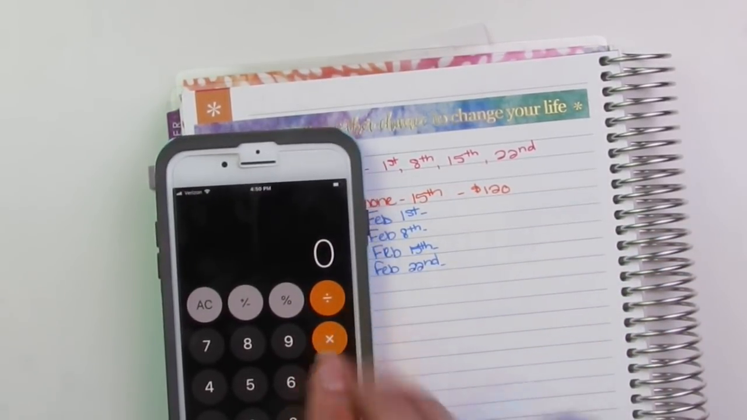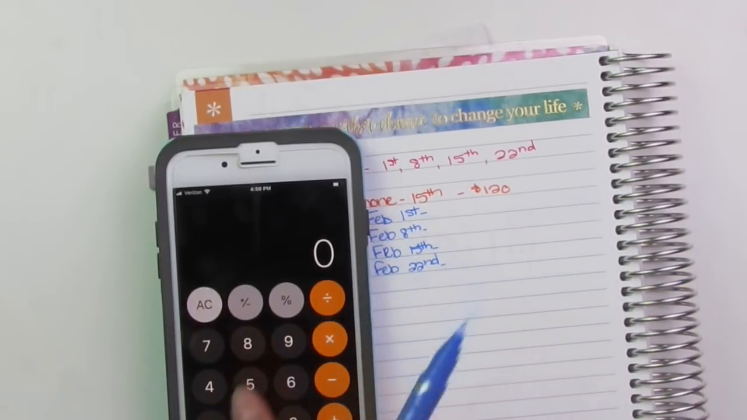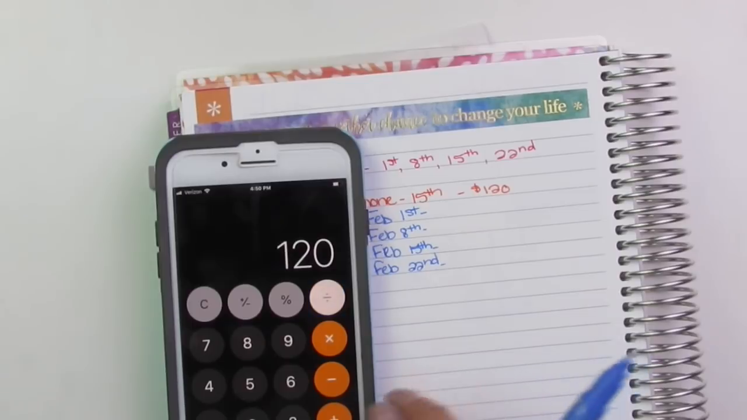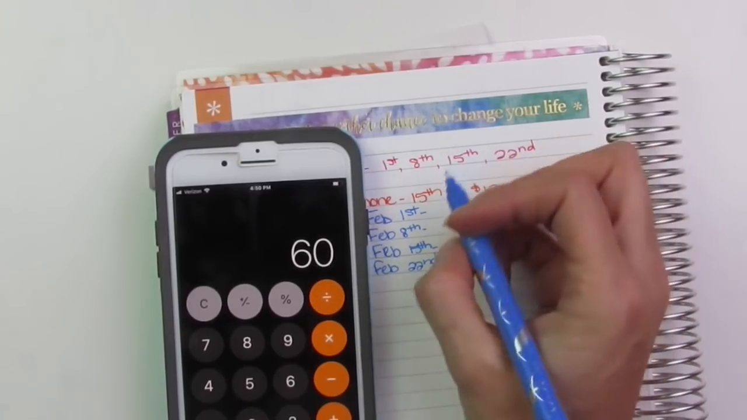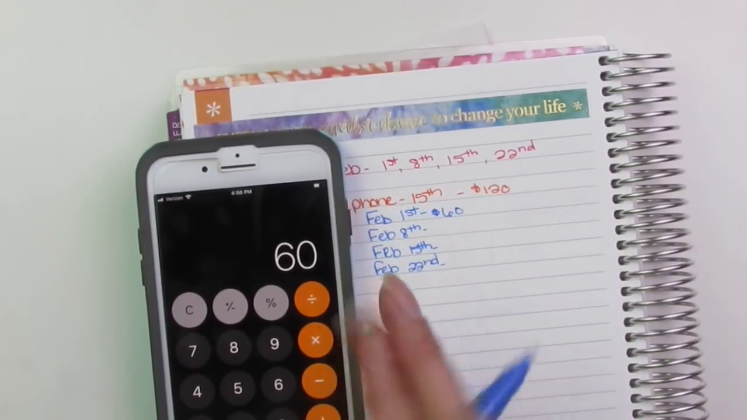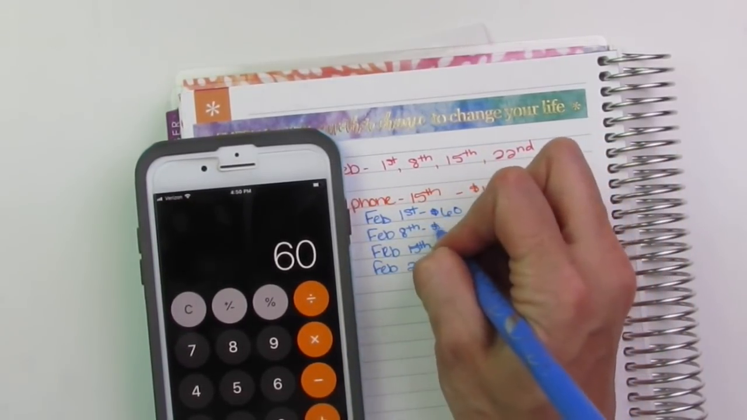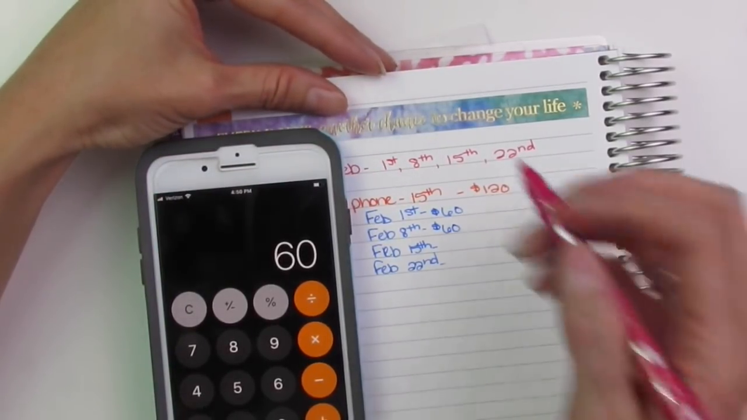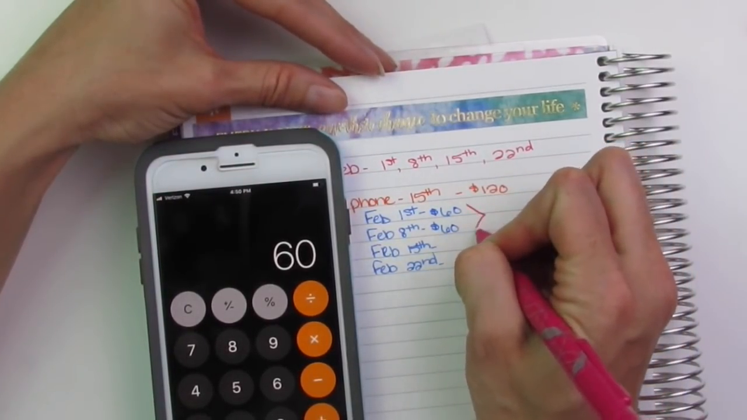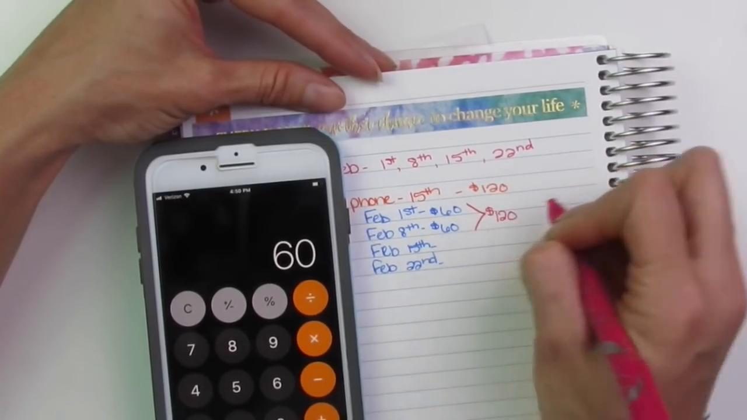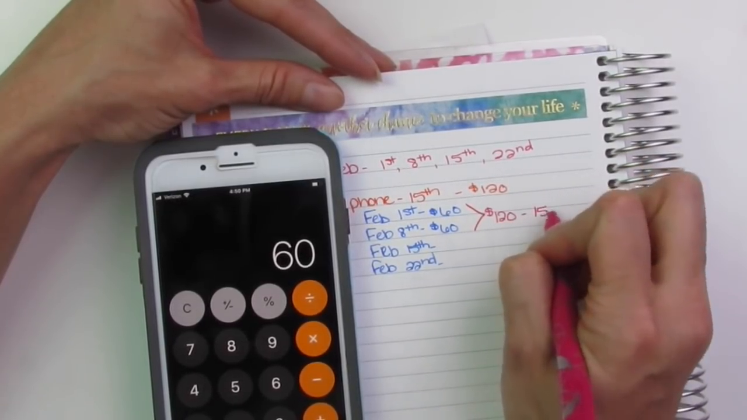So I'm going to split that amount in half because I only have 2 paychecks to split it up with at the beginning. On February 1st, I'm going to pay $60, and then on February 8th, I'm going to pay another $60, and those 2 amounts combined are going to give me my $120 that is due on the 15th.